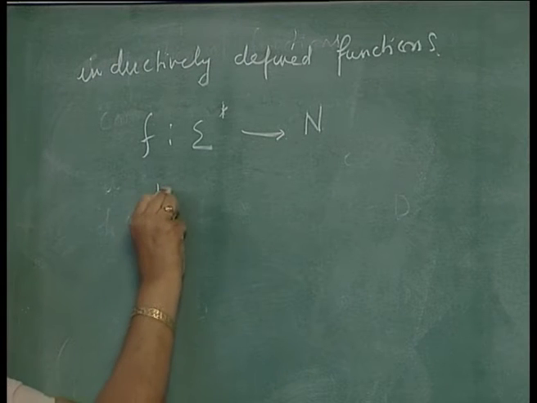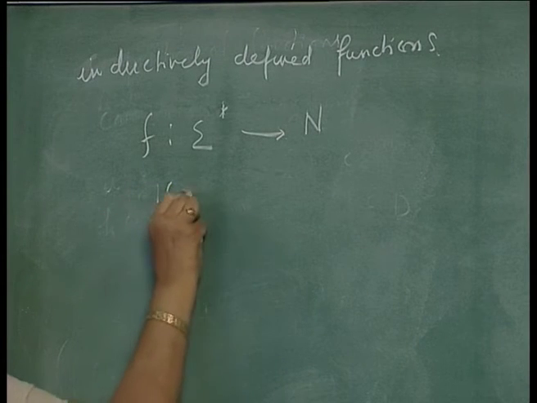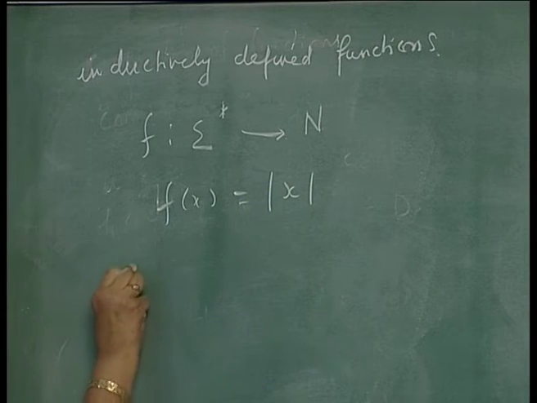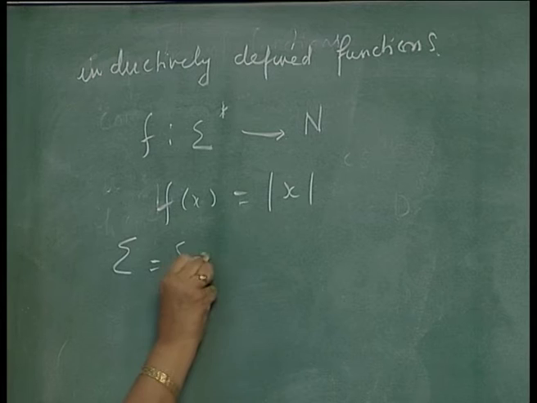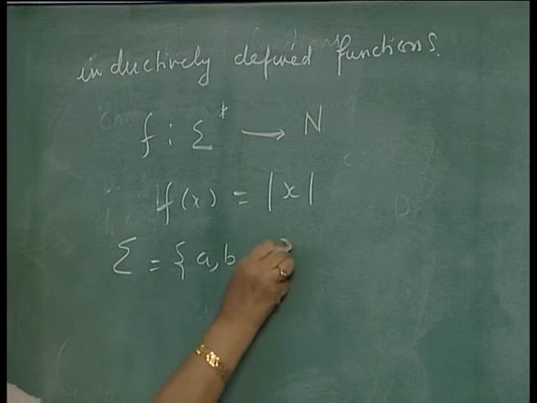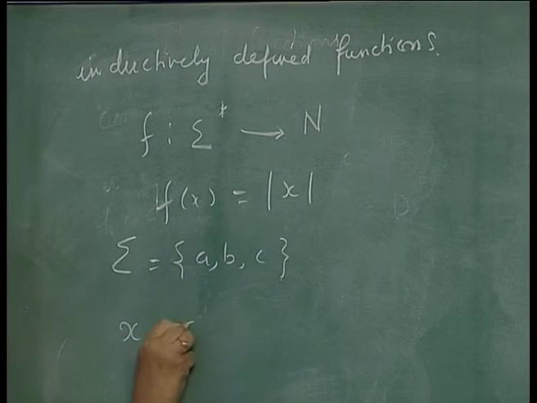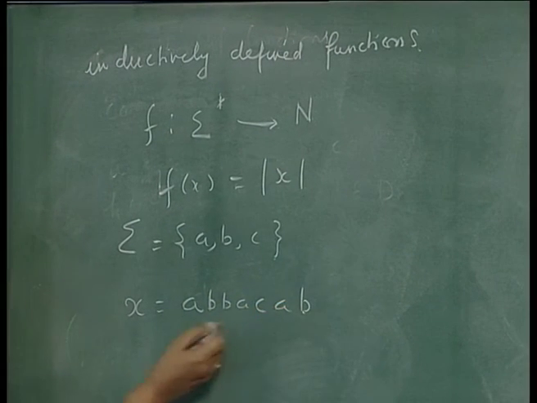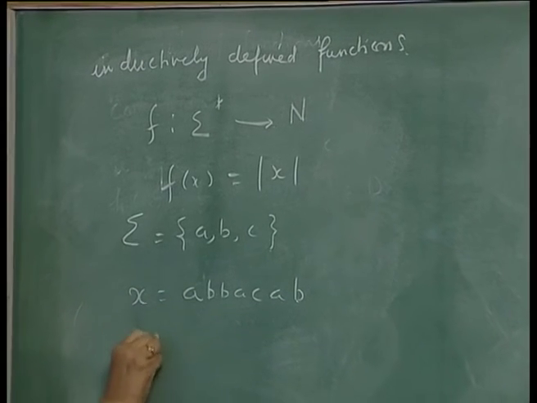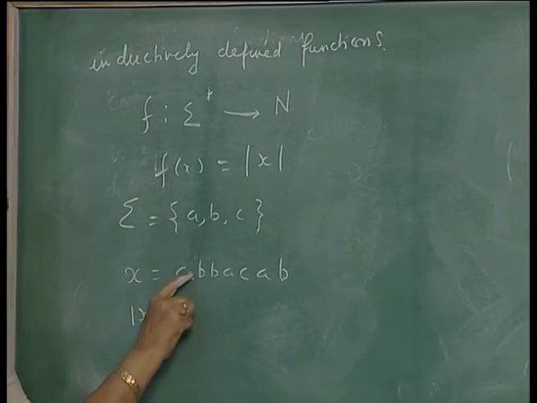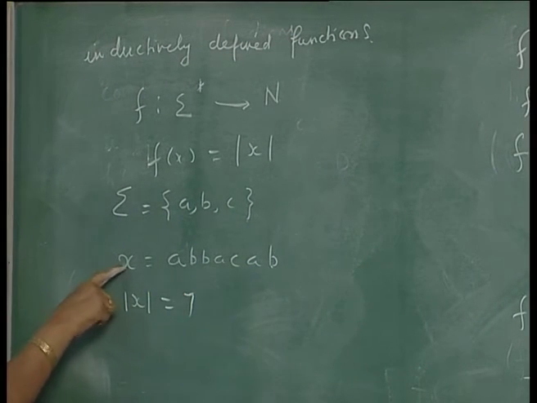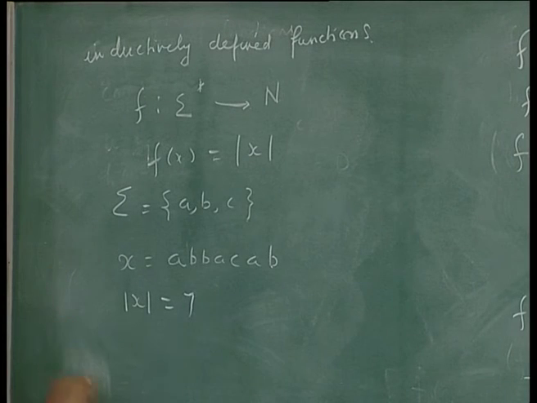Suppose f of x denotes the length of x. For example, suppose I take sigma to be a, b, c, then a string x to be say a, b, b, a, c, a, b, something like that. Then what can I say about the length of x? The length of x is 1, 2, 3, 4, 5, 6, 7. So, it maps a string into a non-negative integer.